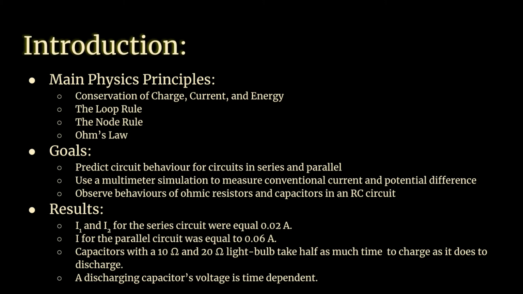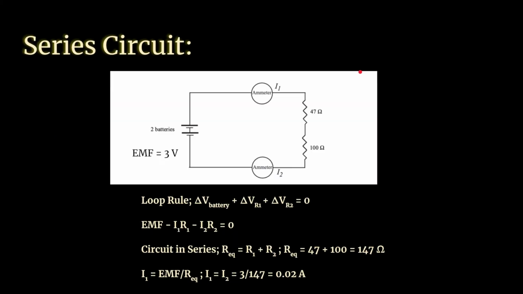Current I1 and current I2 for the series circuit were equal to 0.02 amperes. The current for the parallel circuit was equal to 0.06 amperes. Capacitors with a 10 ohm and 20 ohm light bulb take half as much time to charge as it does to discharge, and a discharging capacitor's voltage is time dependent.